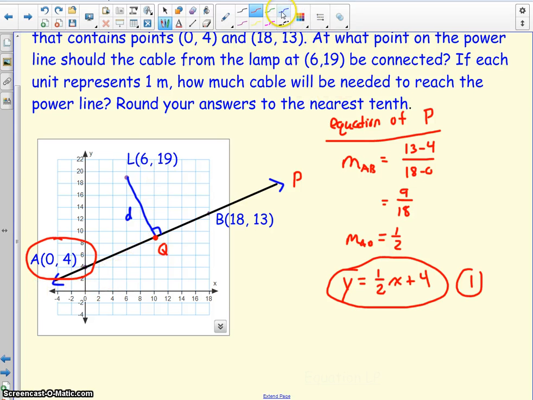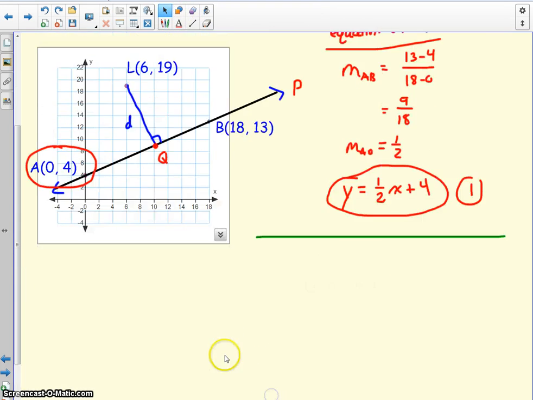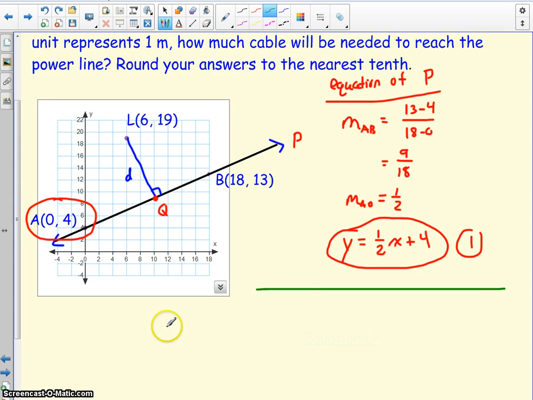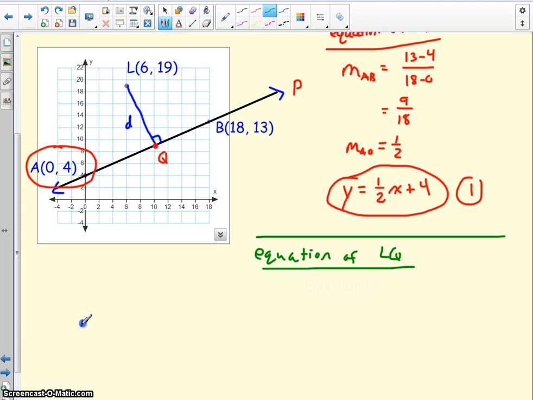But one thing I do know to help me find the slope is that this line right here, this LQ, is perpendicular to this power line, P. So if it's perpendicular, slopes are negative reciprocals of each other. So looking at the equation of my second line right here, so I'll make the note here, equation of LQ. Well, I know the slope is going to be perpendicular to my slope of 1 over 2, so that slope is going to be negative 2 over 1, or just negative 2.